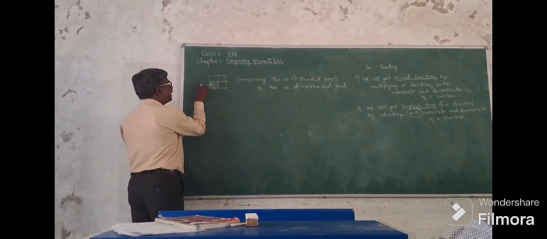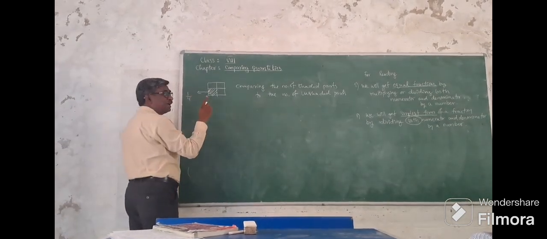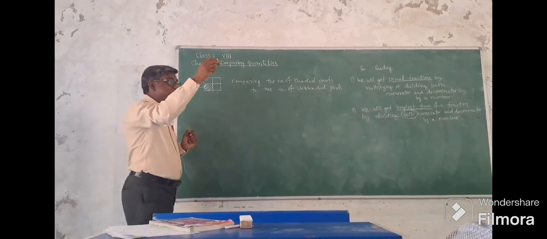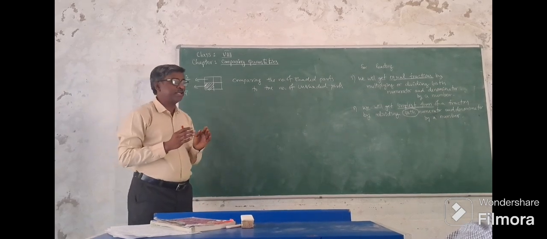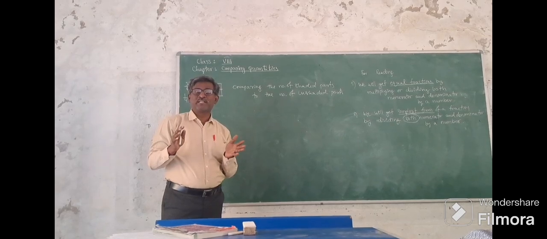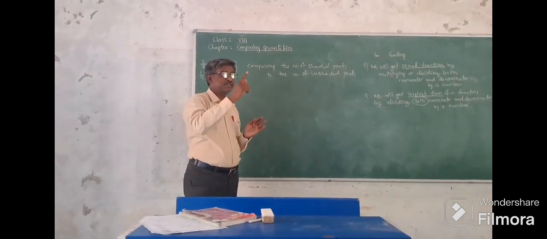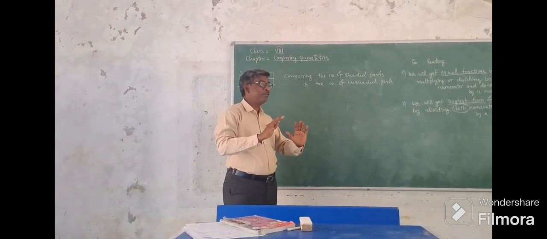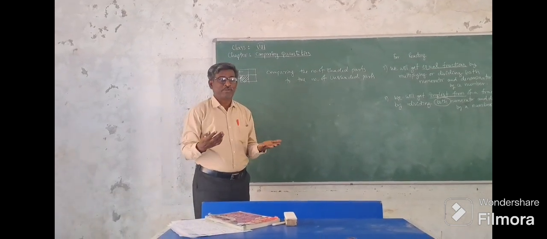So what is the fraction related to the shaded part? 1 by 4. Now I am asking, what is the fraction related to the unshaded part? 3 by 4. So we can represent not only the shaded part but also the unshaded part as a fraction, that is 3 by 4. But here the thing is not about the part as a fraction. Now we are going to compare.